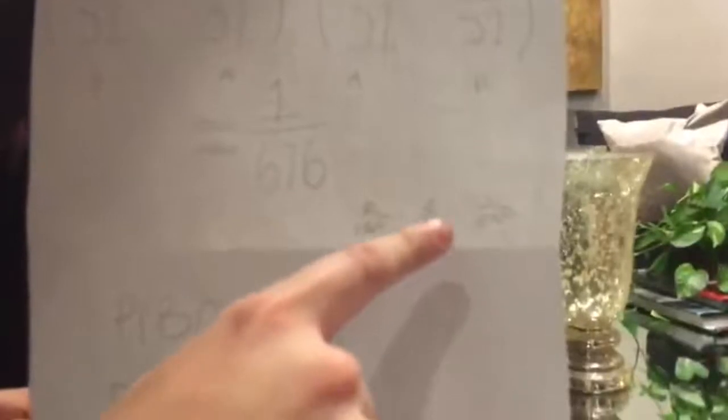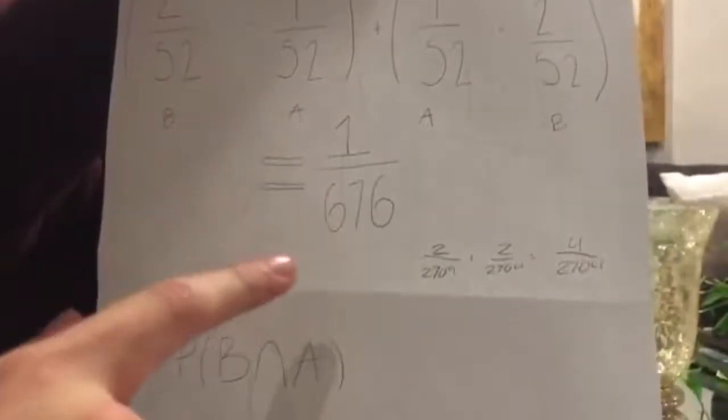Then we have to add them. You add them and you get 4 over 2,704. Then what we did is reduce it, which is the answer, 1 over 676.